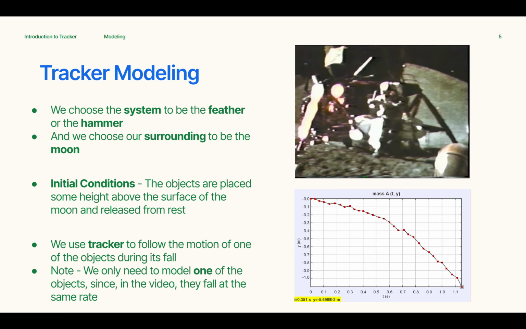Tracker modeling. We choose the system to be the feather or the hammer, and we choose our surroundings to be the moon. Initial conditions. The objects are placed some height above the surface of the moon and released from rest. We use Tracker to follow the motion of one of the objects during its fall. Note, we only need to model one of the objects, since in the video they fall at the same rate.